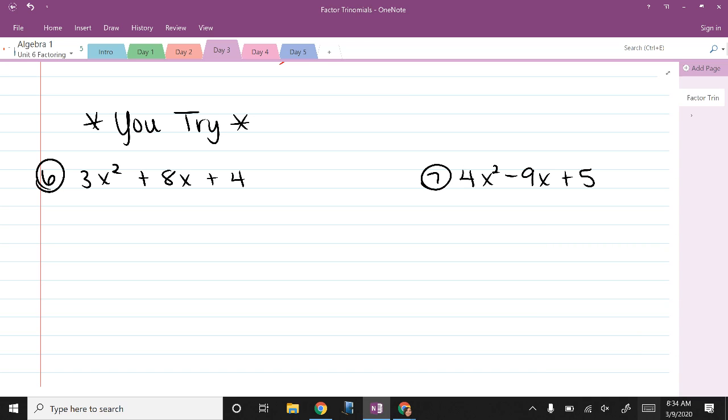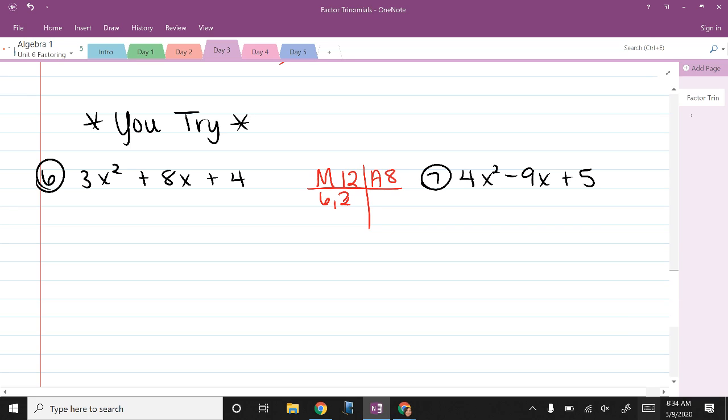Okay, on number 6. So we know we're going to make tables on these. GCF is 1, trinomials, we make tables, blah, blah, blah. So on number 6, we want two numbers that multiply to get what number? 12. And add to get what number? 8. What numbers work? 6 and 2.